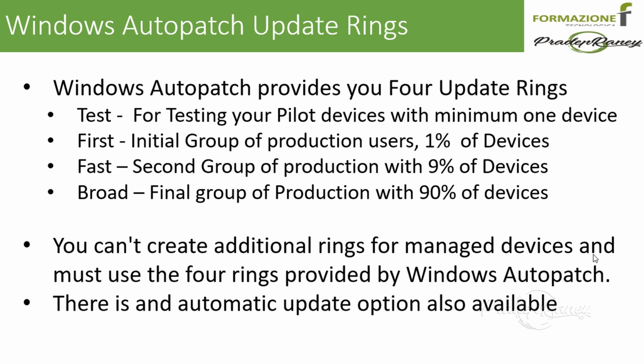Now, as we have the rings available, Microsoft provides you Autopatch update rings. You can have your test ring for your testing pilot devices. Microsoft recommends minimum one device, or you can have more than that. Then you can have an initial production group where you can go ahead and deploy these patches. 1% of your total devices is a recommended thing. Then you have the second group of production with 9% of devices so that you can get more inputs related to your updates. And finally, all your 90% or 100% of your devices which comes under the broad channel.